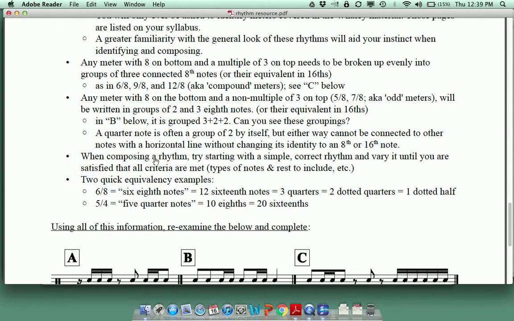Suggestion if you want to try composing a rhythm, and this is going to be coming in handy later on for your group projects as well, when you're actually going to be composing so that you play them rather than just write them down. That's part of what we're working towards in the course. When composing a rhythm, try starting with a simple, correct rhythm, one that you're confident with, and then vary it. Plug in substitutions. I'm going to turn that note into a rest. I'm going to turn those 2 eighth notes into 2 sixteenths and an eighth note, until you're satisfied that you've met the shopping list that I've given you on the exams.